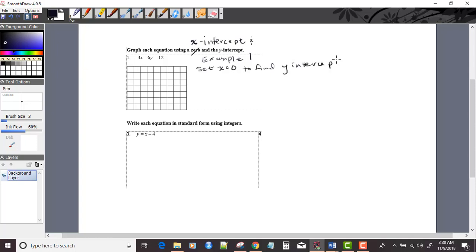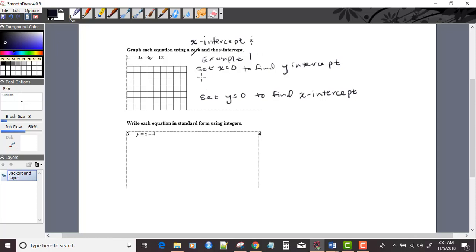and setting y equal to 0 to find the x-intercept. Once we find those 2 points, we can graph those 2 points. All we need is 2 points to draw a line.